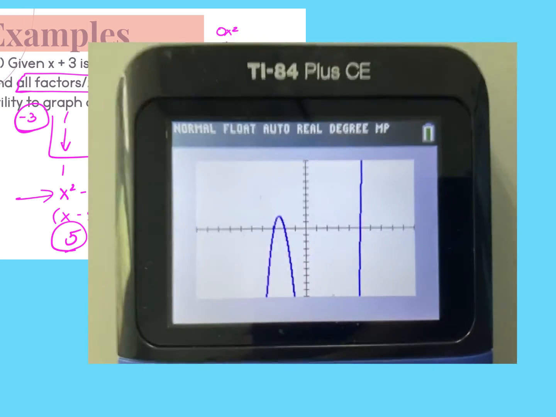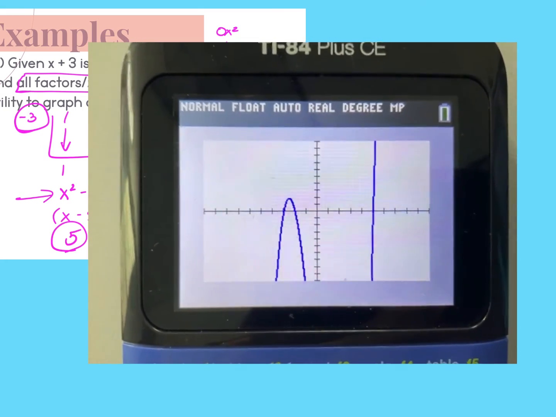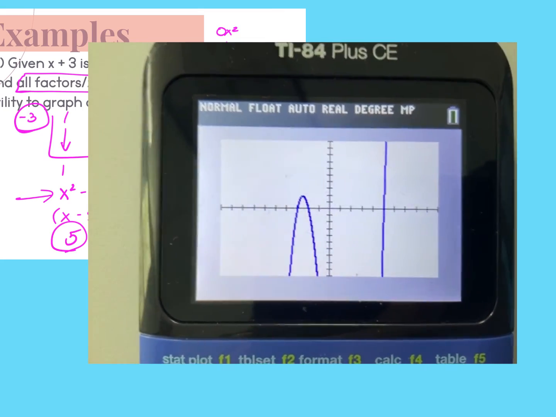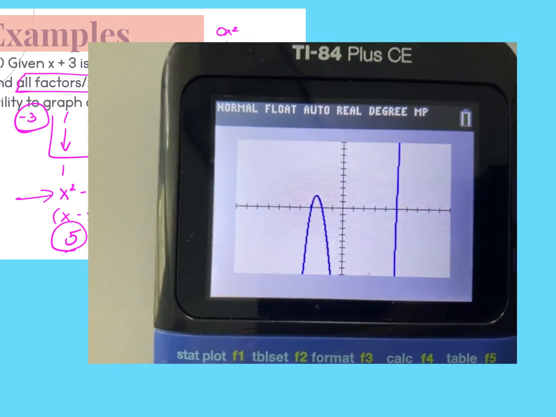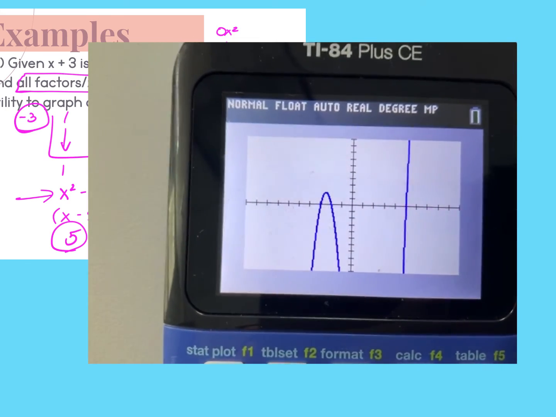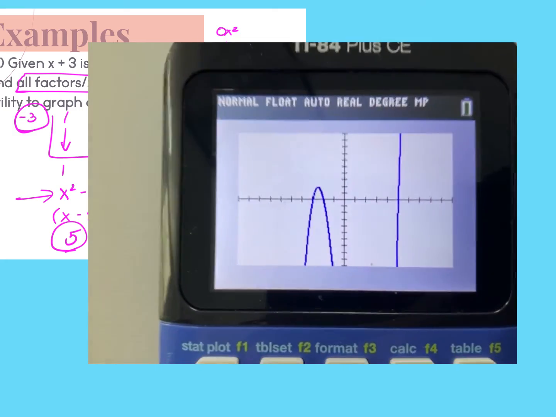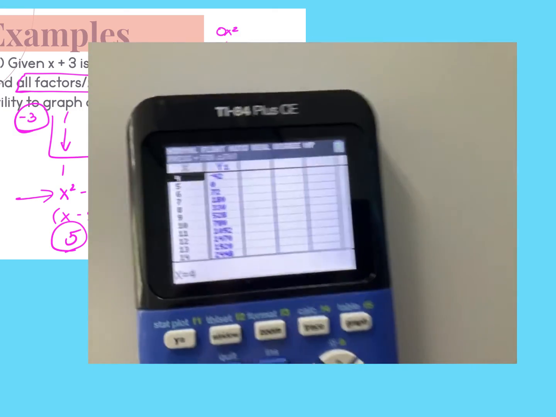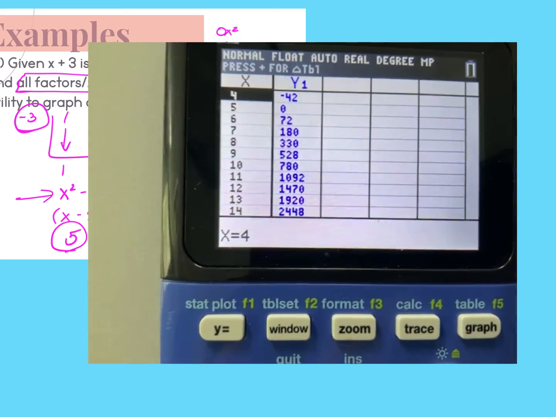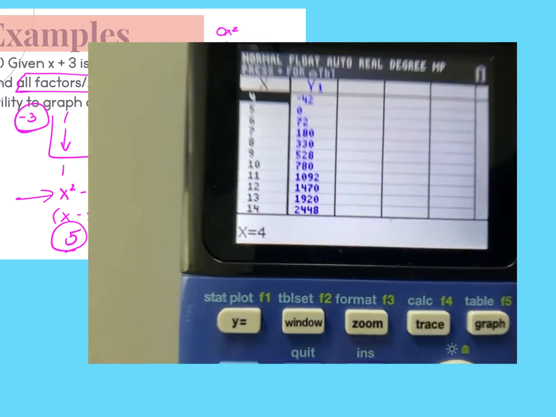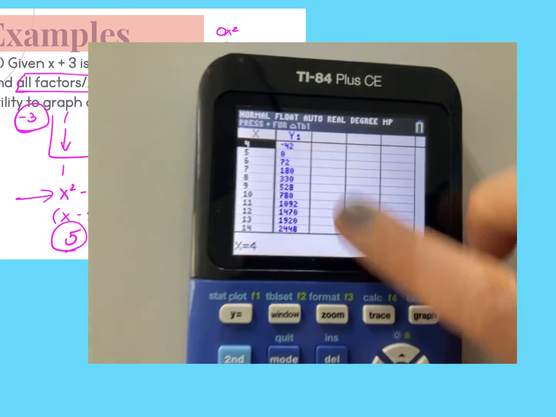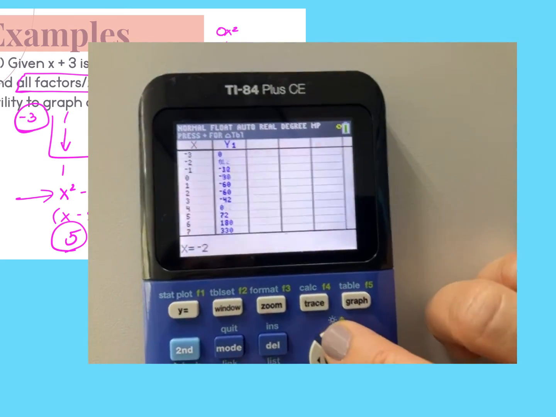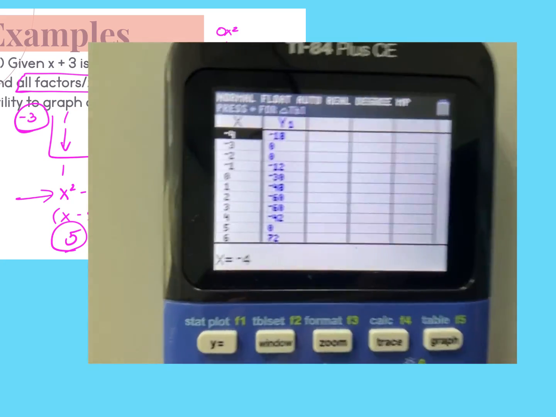So if you look at my x-axis, I have the curve crossing through at negative 3. It crosses through again at negative 2. And then it crosses through again at 5, which matches our zeros that we found. Okay, that's one way to look at it. The other way is if you hit table up here, second graph, get to the table, and all the zeros are when y is 0. So if y is 0 on the right hand side, then I've got 5. If I go up, y is also 0 at negative 2 and at negative 3.